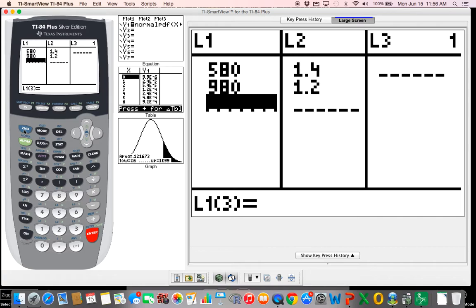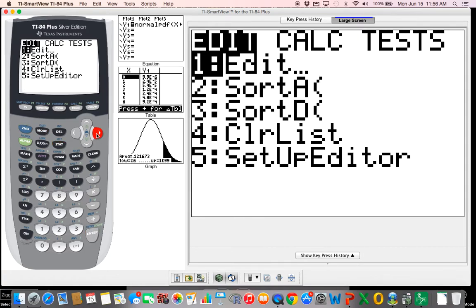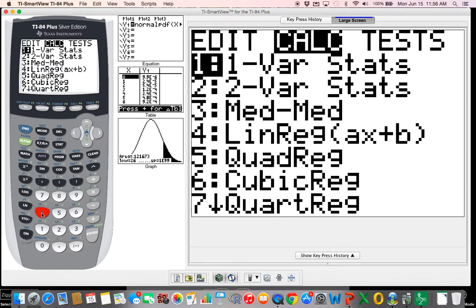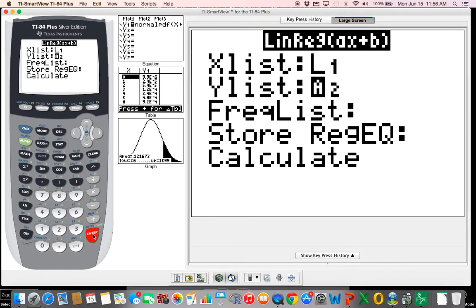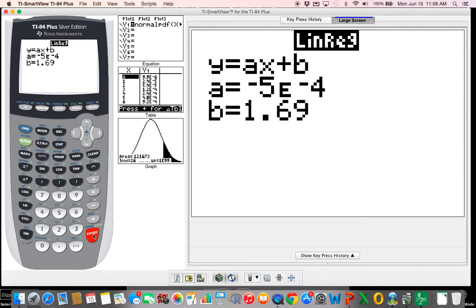All right, so let's just go second function quit. Go back into stat, go over to calc, come down to number 4, and we're using the same list, so there's no difference. And what we got here is negative 5e to the negative 4, but for the same reason I explained earlier, this is going to be y equal negative point, put in 3 zeros. Don't forget your x, because you have to have a variable.